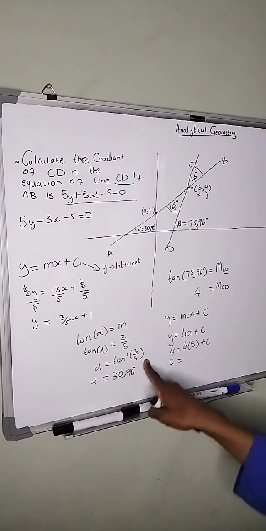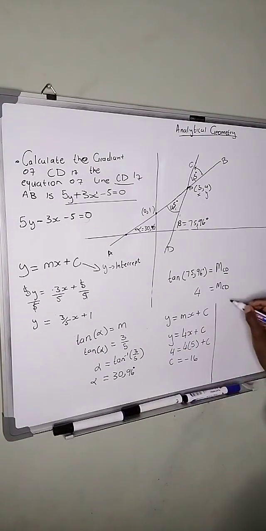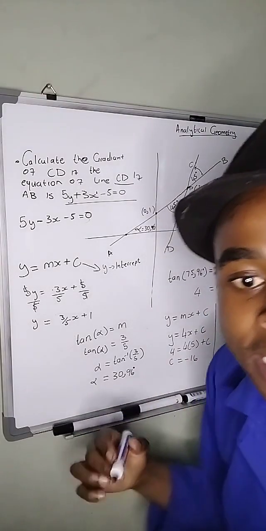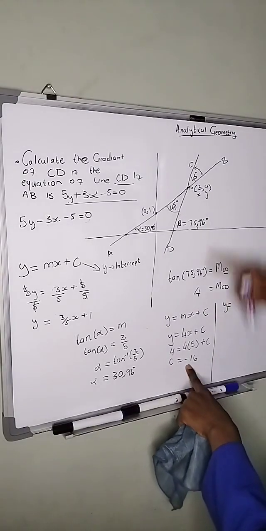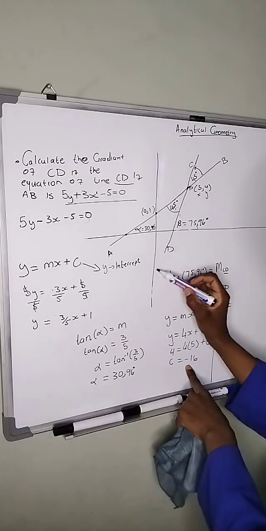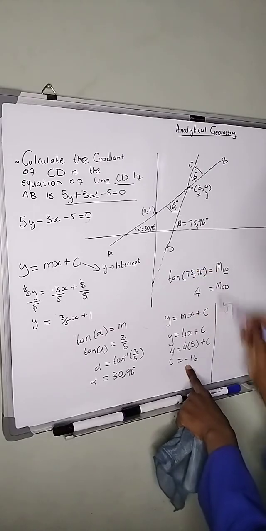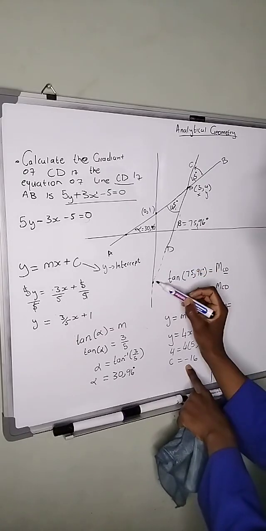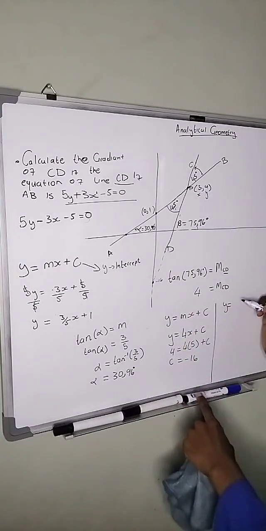Negative 20, yeah, it's going to be negative 16. So the equation is going to be what? Y is going to be equal to... and it has to make sense to you, even graphically. This is negative 16. This is my point C, D. It means the y-intercept is going to be somewhere here. It's going to be negative 16. It has to make sense to you whenever you're doing it.